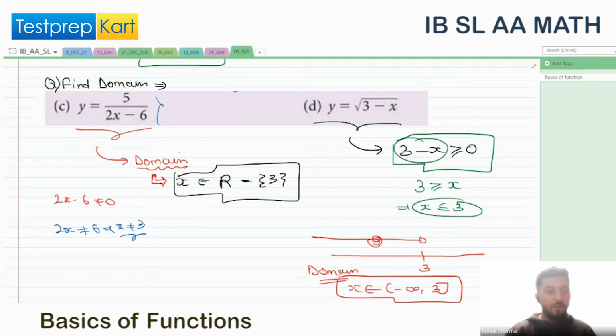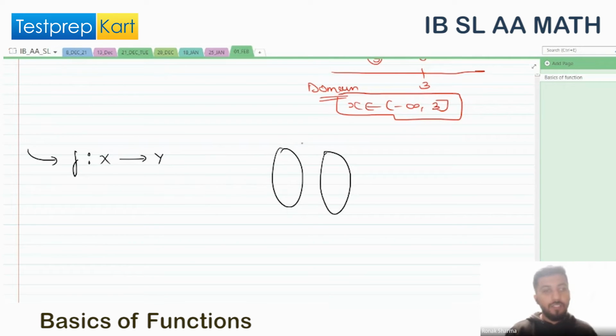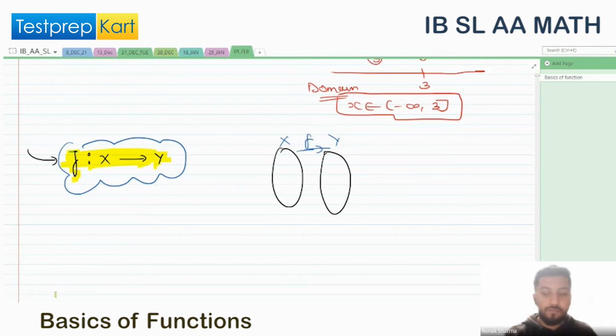Okay, so now see how to write the function. Sometimes they write a function like this also, f going from x to y. You remember we drew this diagram in which this was set x, this was set y, and the function was just a mapping. So in mathematical form we write it like this: f is a function, x is the domain and y is the range. This is one more way to represent it.